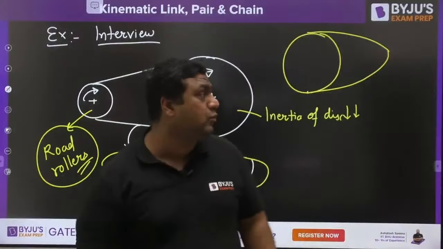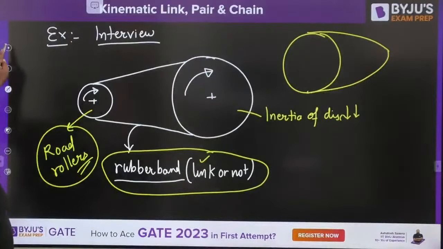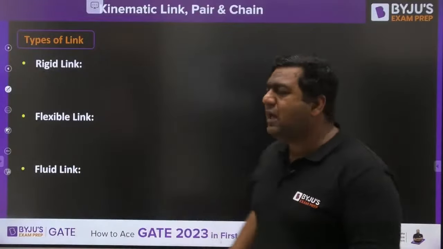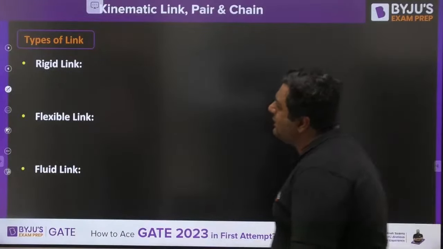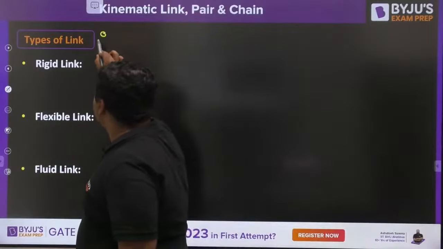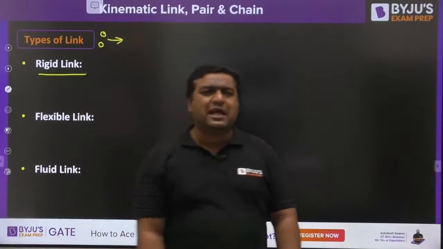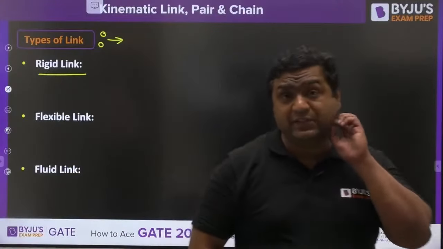Now my dear, let us move to the next part. We have seen what is a kinematic link. Now we are moving to the second part, that is the types of link. So my dear, what are the various types of link? The very first type of link in front of us is the rigid link.